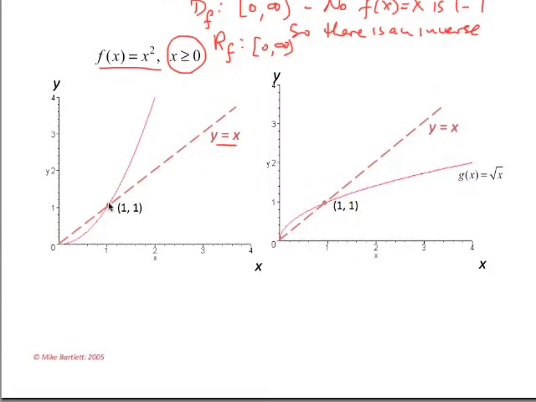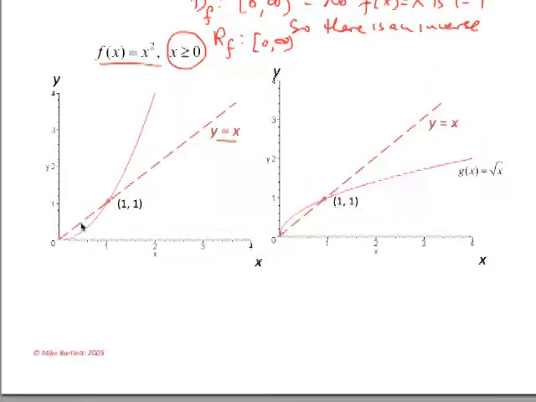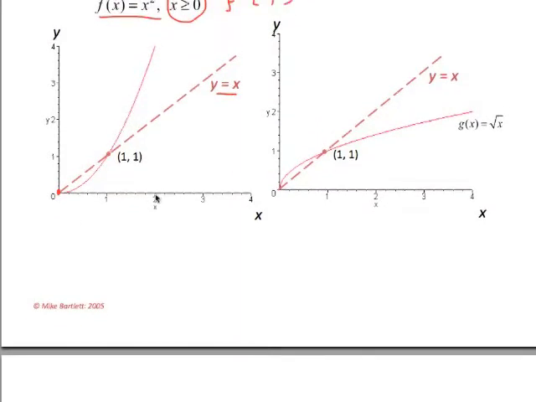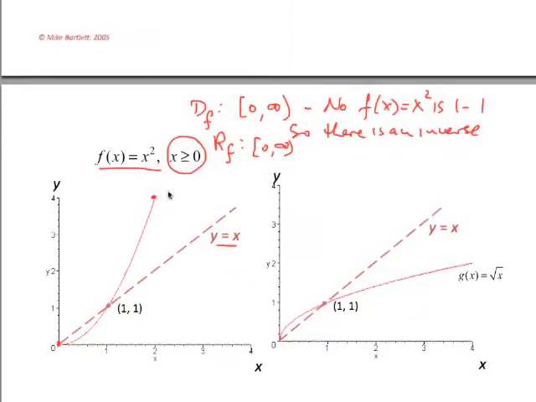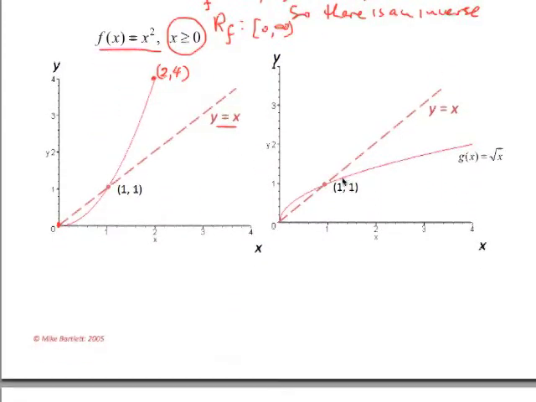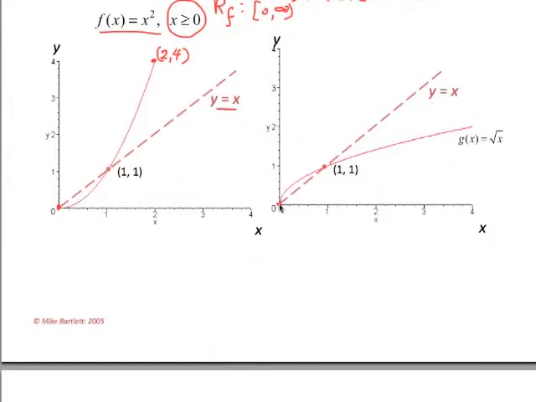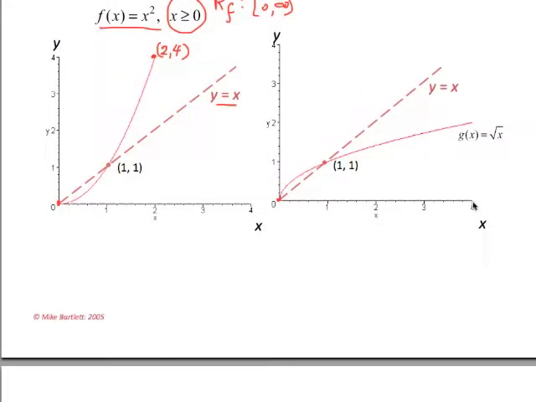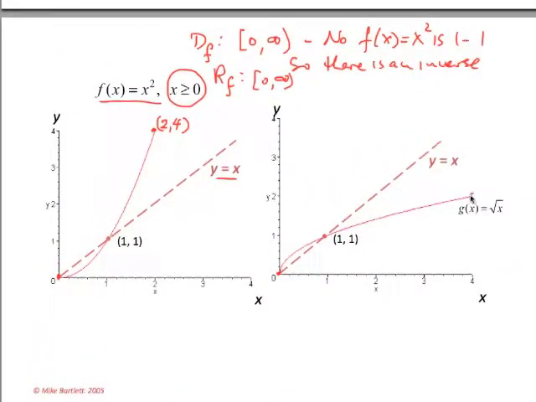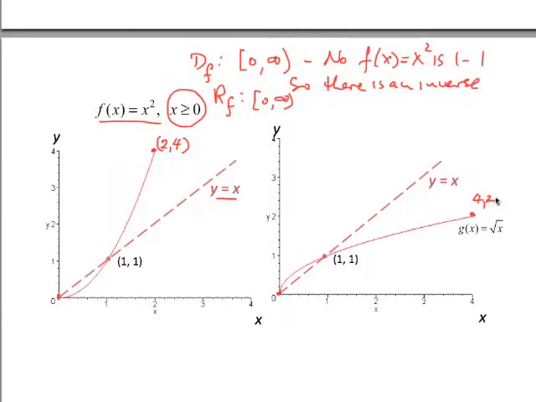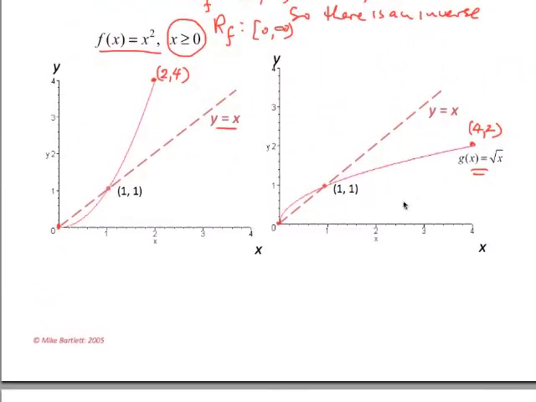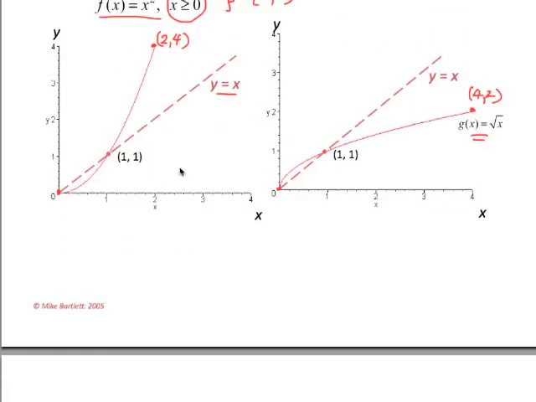We know that it goes through the point 1, 1. We know that we have it here at 0, 0. Now it also goes through 2, 4. So when I draw the inverse, it still goes through 1, 1 and 0, 0, but instead of 2, 4, it should be 4, 2. And of course we know how to find what the inverse is. It's the square root, the reverse process.